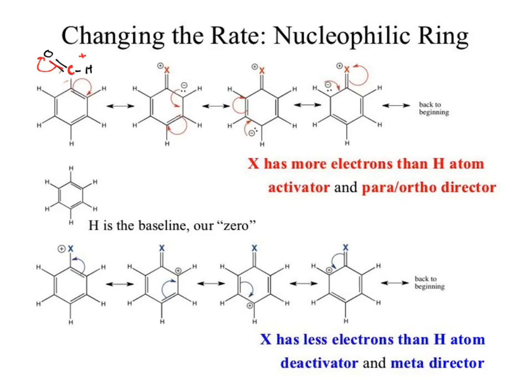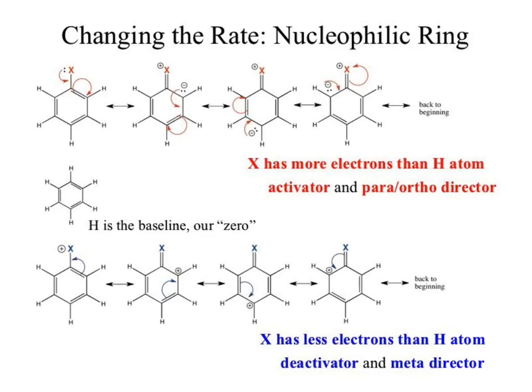Okay? So your activators and deactivators are not necessarily blatantly obvious. There's a lone pair, or there's a positive charge. That information can be hidden. It's all relative to hydrogen, and you have to watch out for that. Okay? When we go through and look at them, we clear everything off now. If atom X has more electrons than hydrogen, you're looking at it as an activator, and it is para-ortho directing.